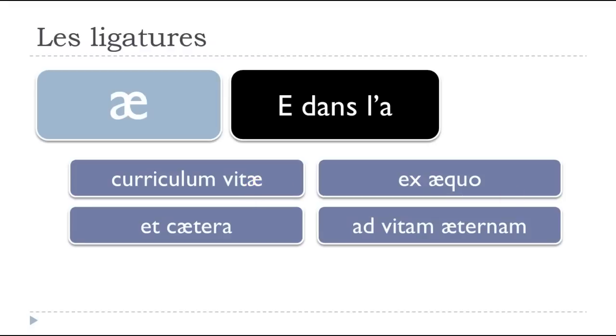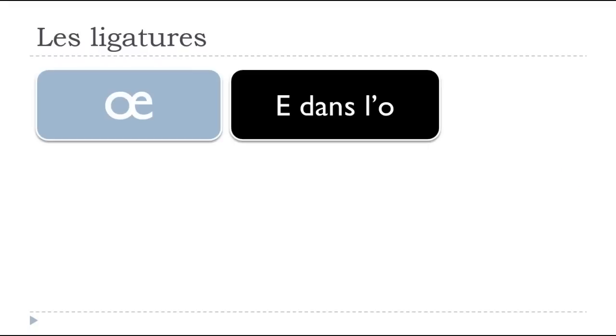Okay, the second one is this one, and it's E dans l'eau. So basically the same concept, so E inside O. Alright, because it's only one letter here, and you get this O and E connected, like glued, okay, to each other. So let's see, because this one is actually used a bit more often.